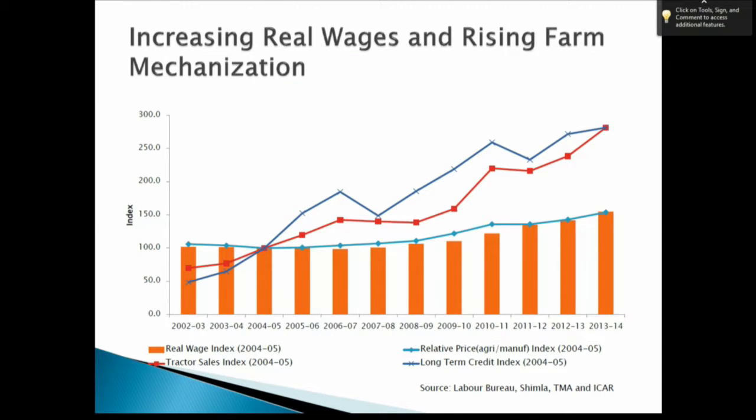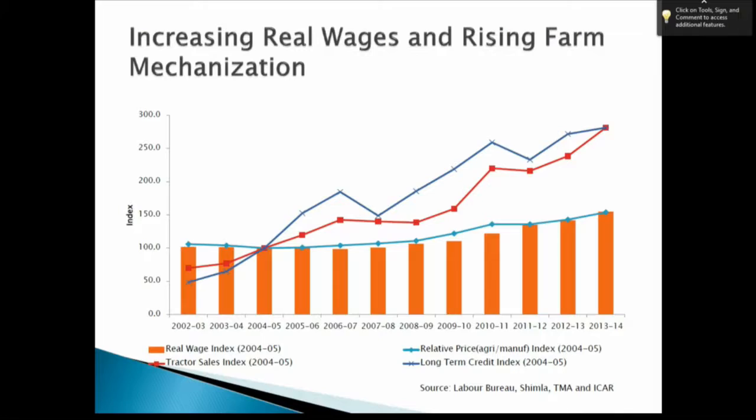Now, this is where I bring together the mechanization. So I have 4 graphs here. One is the real wage index, which has been going up, and that represents the costs due for the farmers. Second is the relative price index, which I'm trying to show that the farmers are getting compensated on the revenue side because of the higher relative index. And then there is the tractor sales and the long-term credit index. Tractor sales is the red line with the rectangles. That has witnessed a sharp increase. And I will show you how the tractor density looks at the moment in the eventual slides.